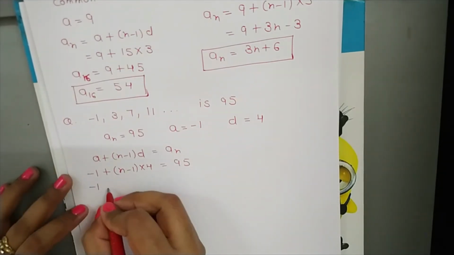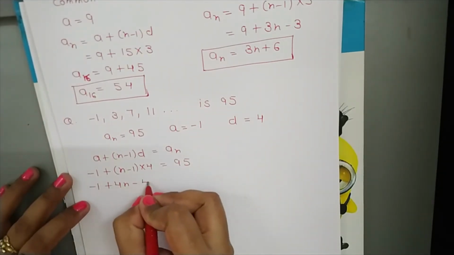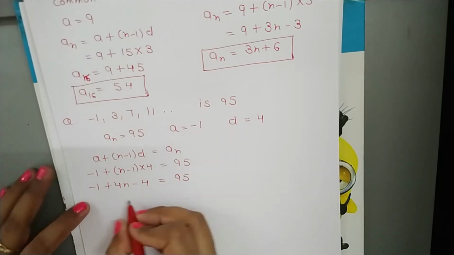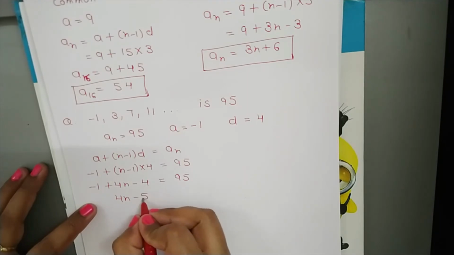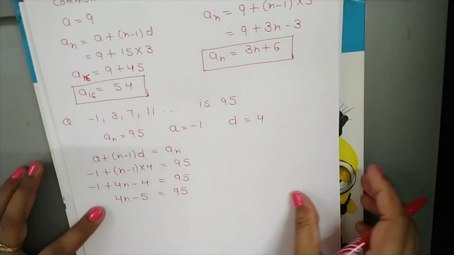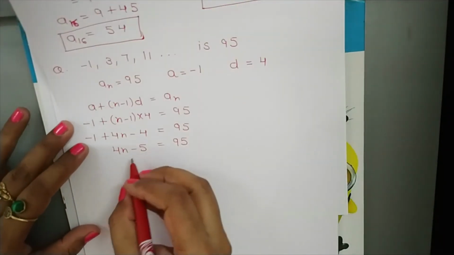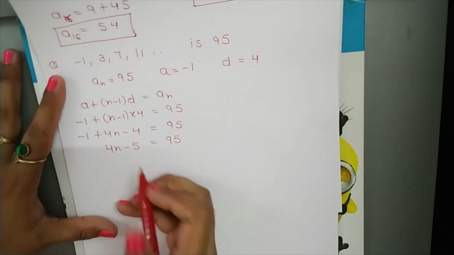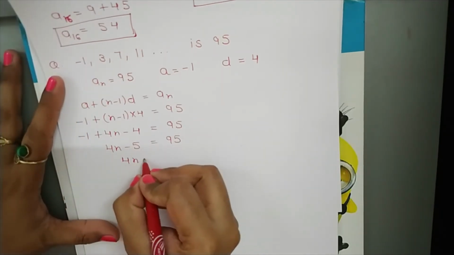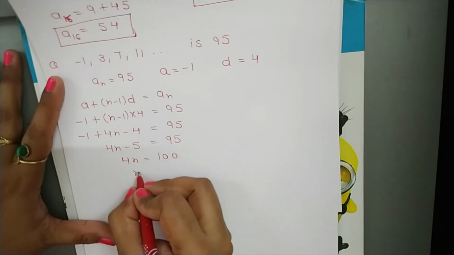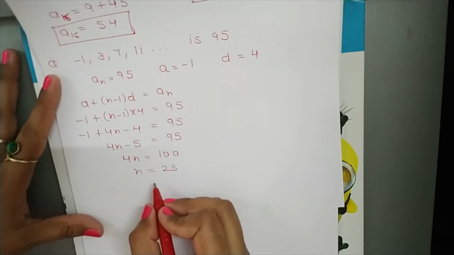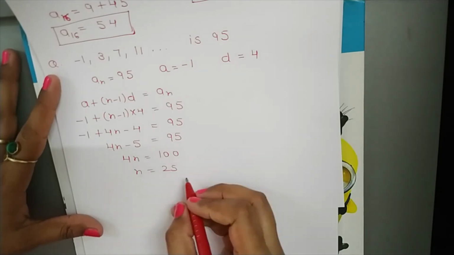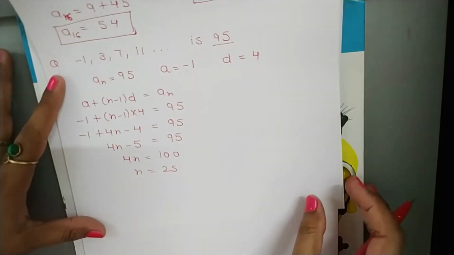So -1 plus 4n minus 4 is equal to 95. -1 and -4 will be -5, so 4n - 5 is equal to 95. Then it will be transferred to the right hand side. So 4n is equal to 100, n is equal to 25. So the 25th term of the sequence is 95. Okay, move on to the next question.